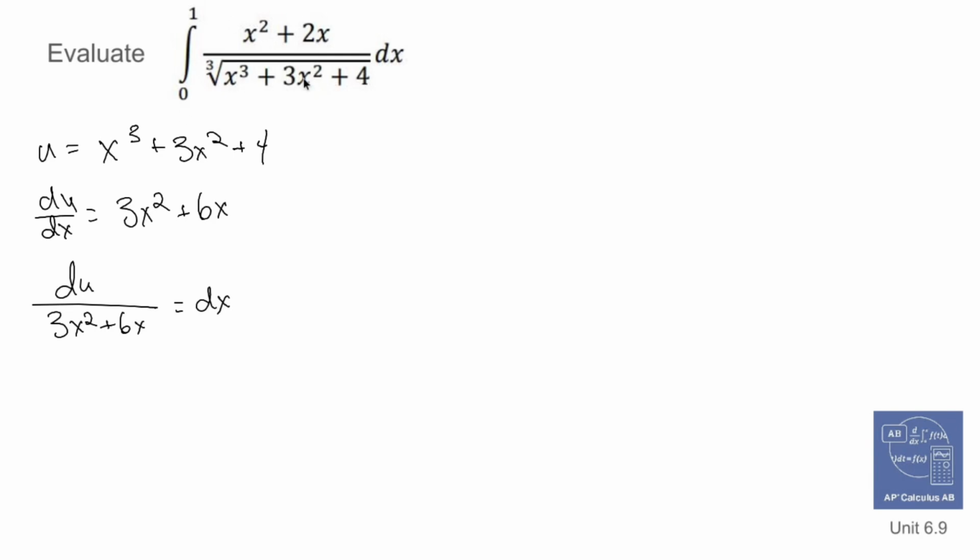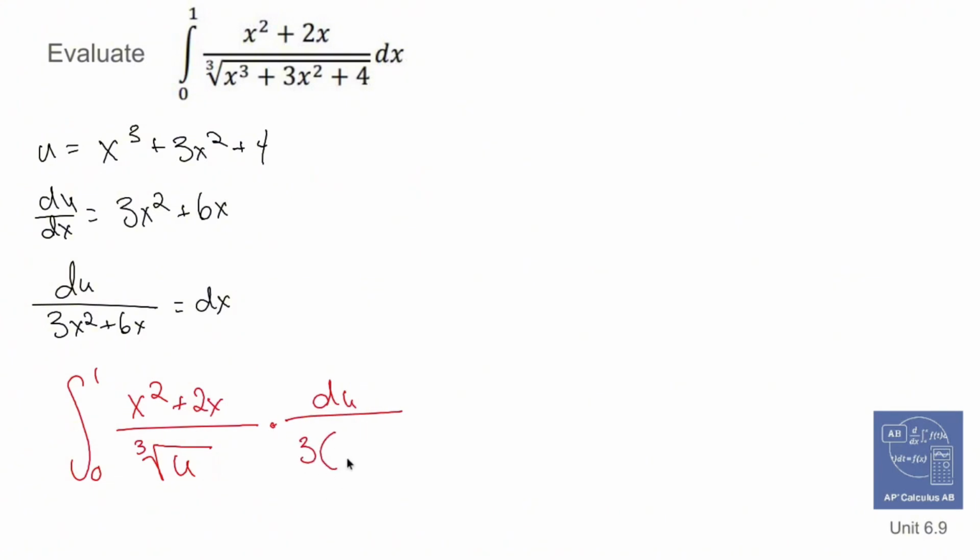Now, let's take this one up here, rewrite it out, and replace. First off, x squared plus 2x, nothing happens. That's going to be over the cube root of u. And then instead of dx, I'm going to write du over that. But while I'm at it, because I see some familiarity here, I'm going to rip out a 3, leaving me with x squared plus 2x. That allows these to cancel out.